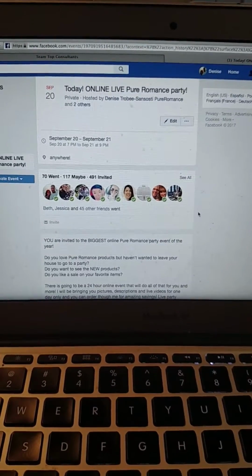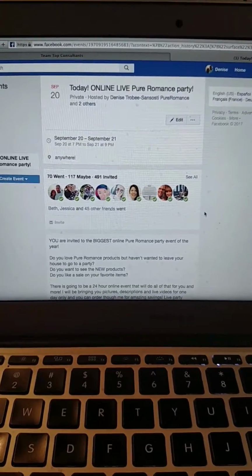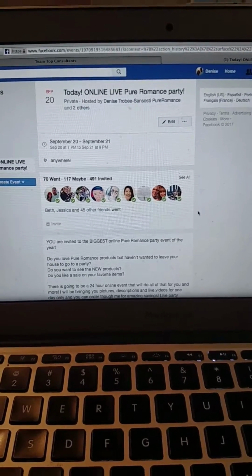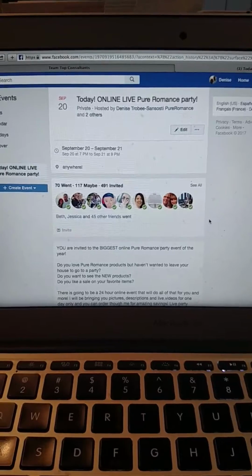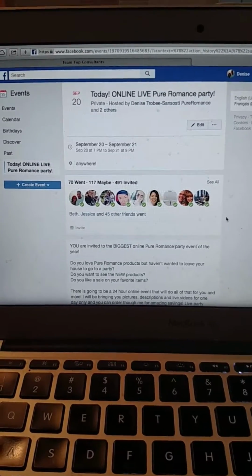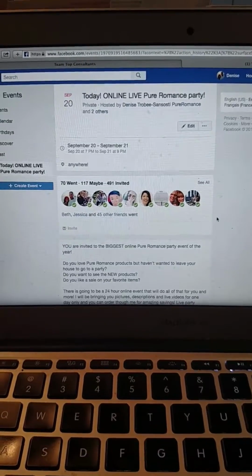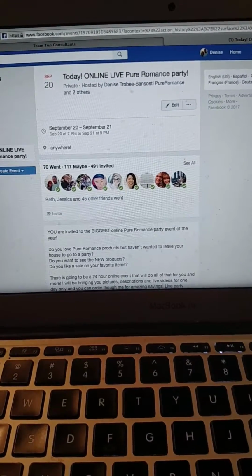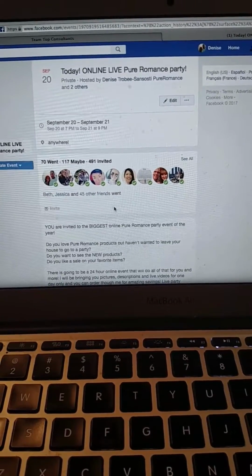I also sent them a text message to forward to all of their friends because I did not want to rely on the Facebook event itself. I wanted more engagement. Just like a regular party, we don't do just Facebook events. We make sure that we give our hostesses invitations and text messages to send to their friends. So if I had 10 hostesses on here, they each invited around 50 people.